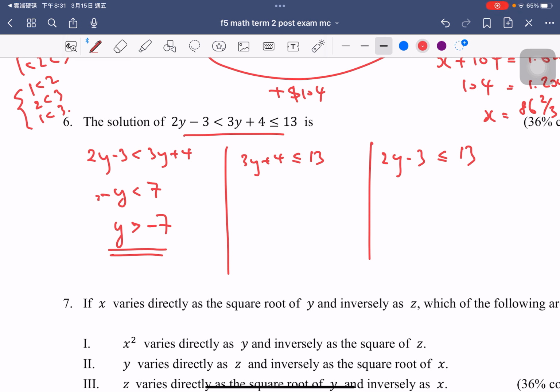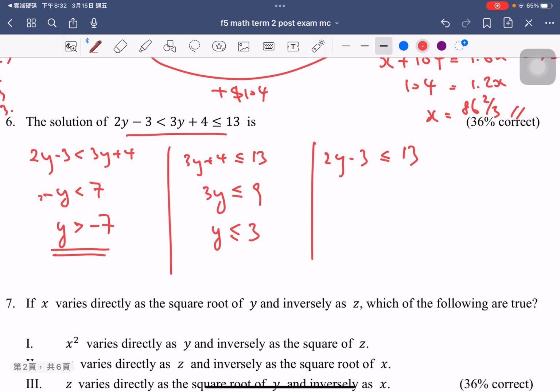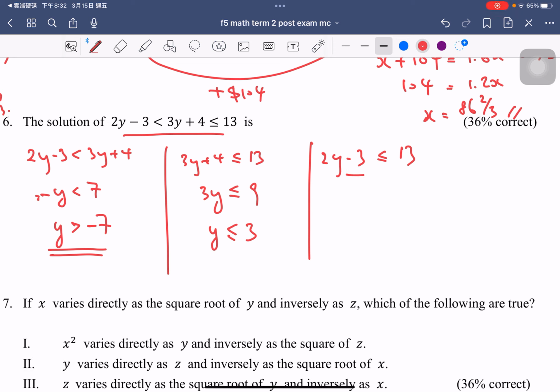And for the second one, we have 3y smaller or equal to 9. I don't want the plus 4, move it to the right, it becomes minus. And this time I don't want the 3, so I divide it by 3. So I have y smaller or equal to 3. For the last one, we don't want the negative 3, move it to the right, becomes 2y smaller or equal to 16. And also y is going to be smaller or equal to 8.